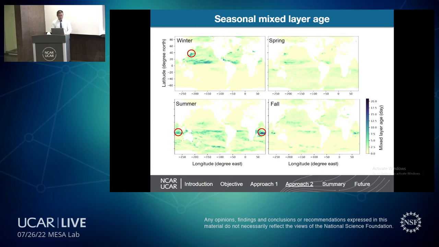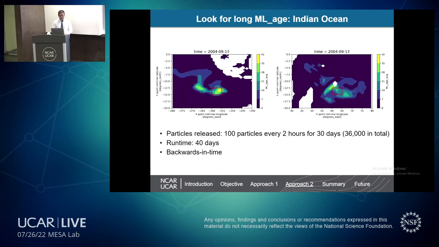So what we did is pick three regions, three patches of water that have really old mixed layer age. That's where we want the particles to end up. Those are the three regions that we picked. First, I'm going to show you the two regions that we have in the Indian Ocean.